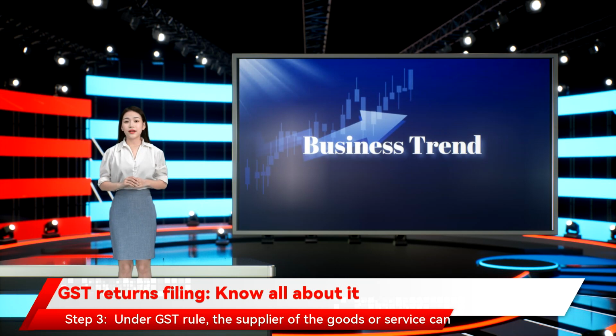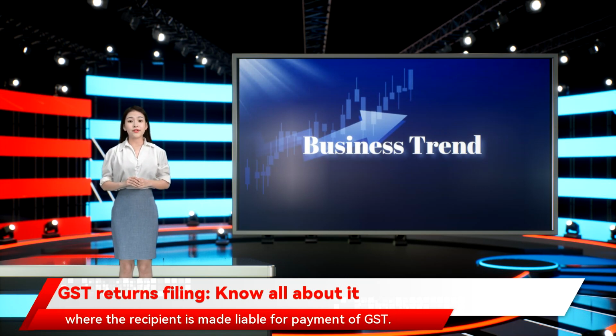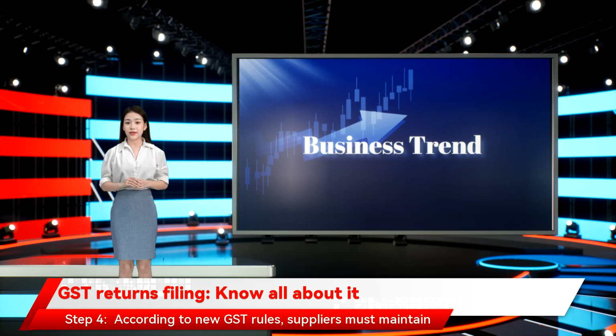Step 3. Under GST rule, the supplier of the goods or service can collect tax from the recipient and remit the same to the government. However, there are some services like reverse charge services, where the recipient is made liable for payment of GST. Step 4. According to new GST rules, suppliers must maintain extensive accounts, records, and file 3 GST forms in a month.